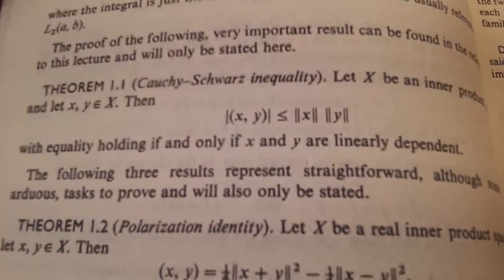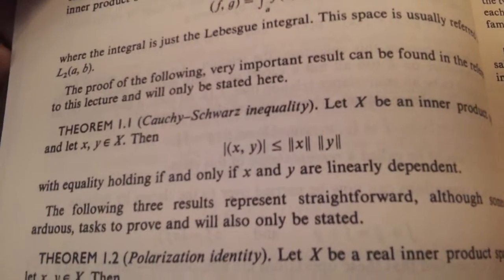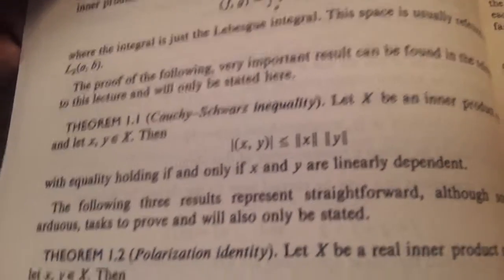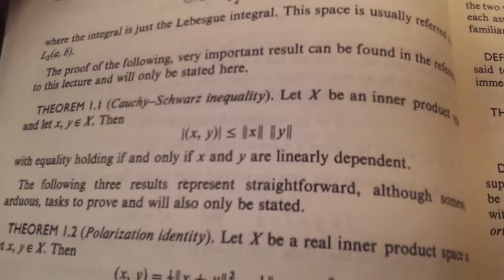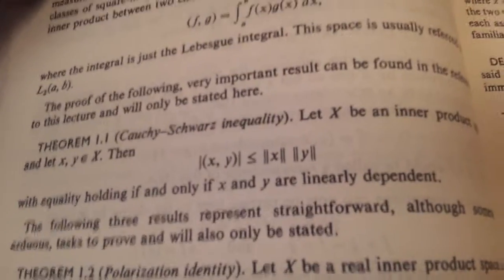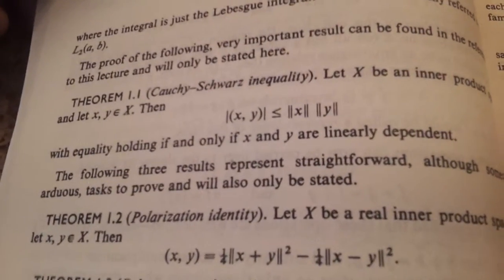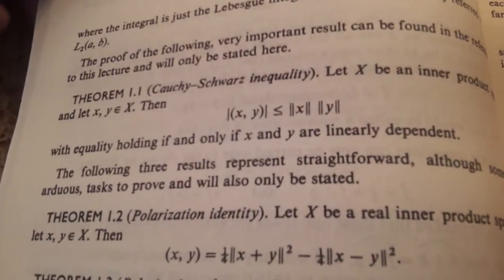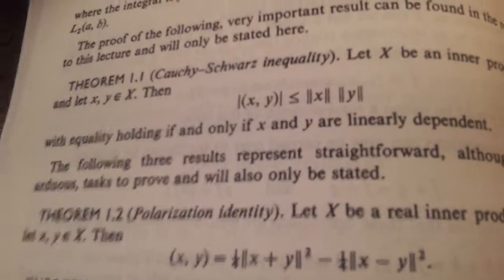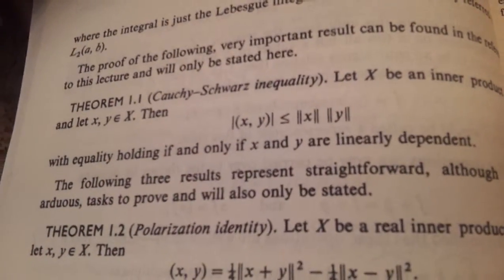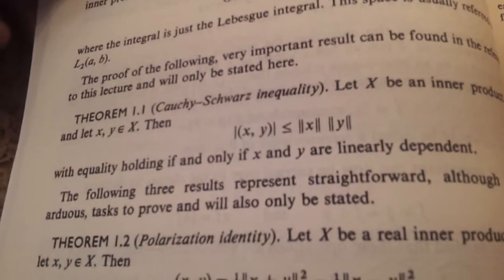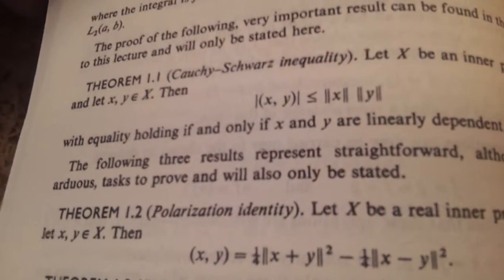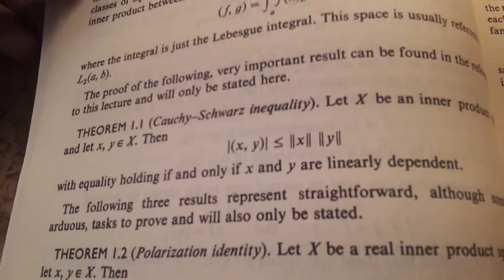Okay, so this theorem is the classic Cauchy-Schwarz inequality. So we have X is some inner product space, capital X. An inner product space is just a vector space equipped with some sort of inner product, which this book denotes with parentheses. Oftentimes you'll see it with, say, angled brackets. And you take two vectors in this vector space, x and y, for instance.